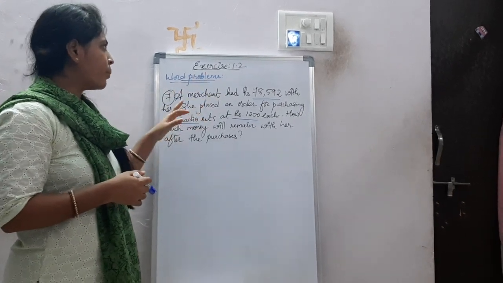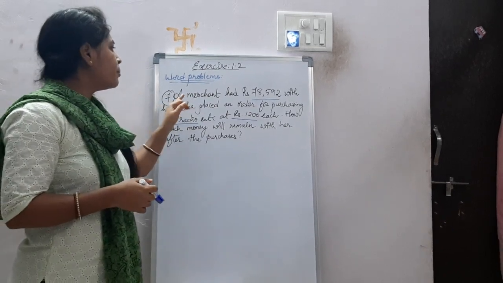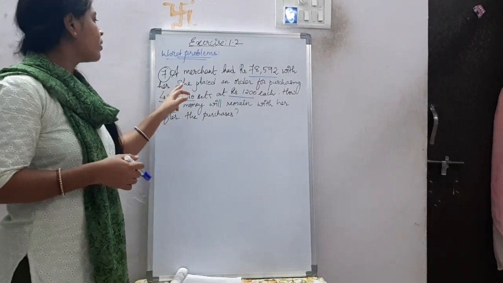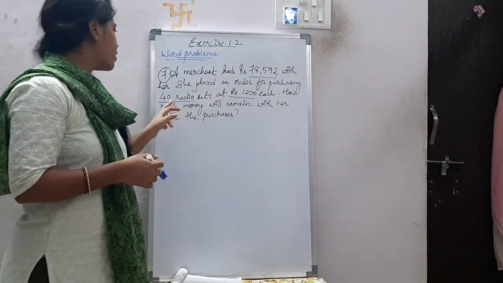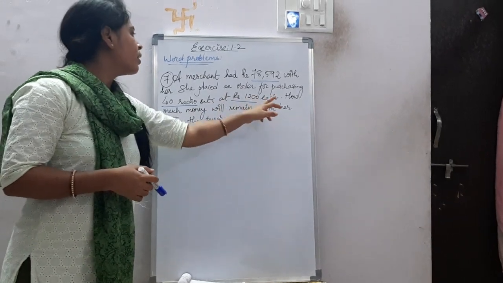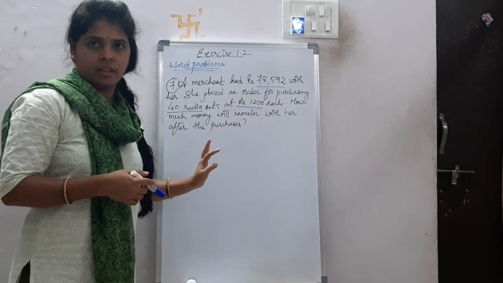From exercise 1.2, we have come to the seventh problem. A merchant had rupees 78,592 with her. She placed an order for purchasing 40 radio sets at rupees 1200 each. How much money will remain with her after the purchases?